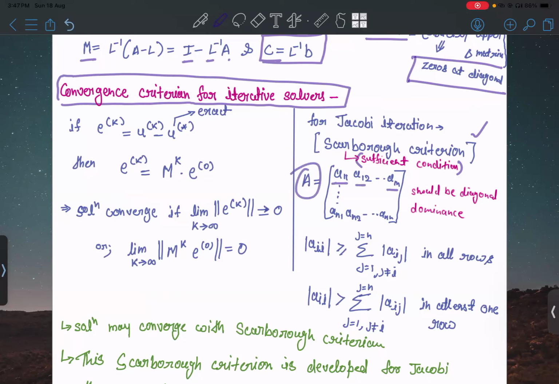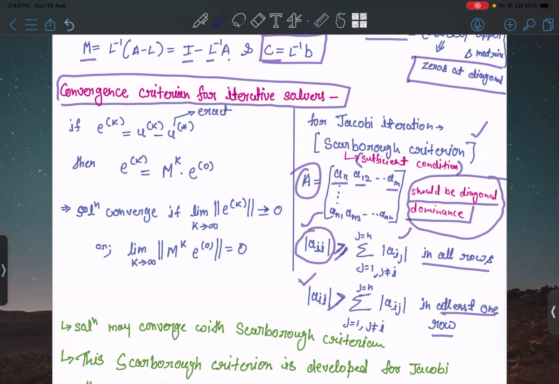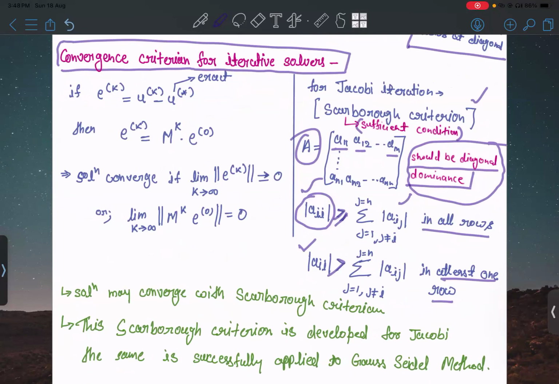This is my coefficient matrix. This matrix should be diagonally dominant. Diagonally dominant means, for all rows, the absolute value of Aii should be greater than or equal to the summation of the other elements in the row, and for at least one row, it should be strictly greater than. If these two conditions are satisfied, this is known as the diagonal dominance condition. If this is satisfied, my equation will always converge.